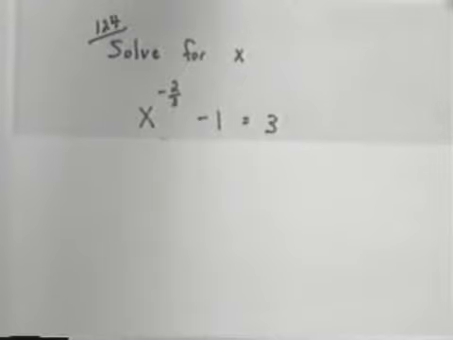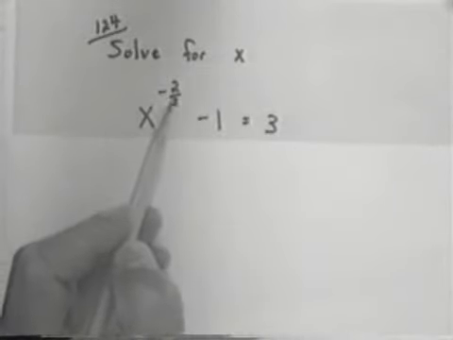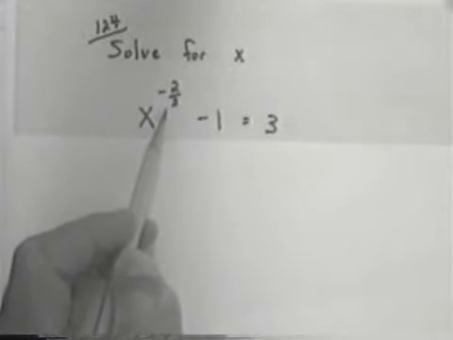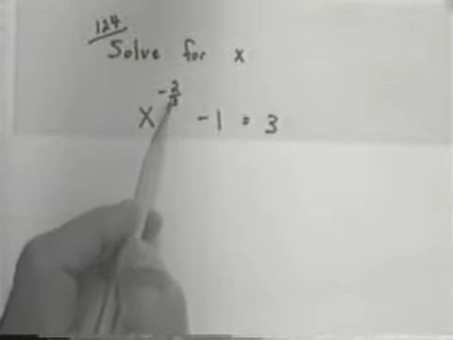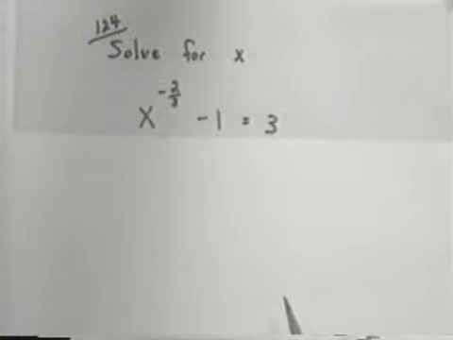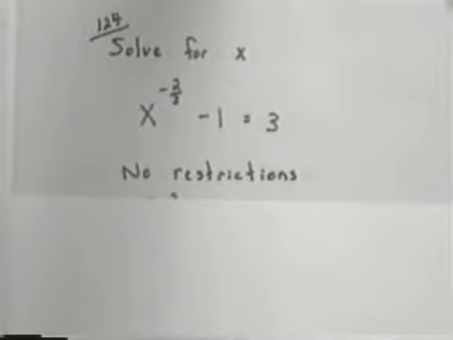Let's solve another one for x. x to the negative 2/3 minus 1 is equal to 3. Now this is a radical equation because remember that fractional exponents can be converted to radical form. So we do have a radical equation. Since the denominator of my fractional exponent tells me the index, I know that I have the cube root. Since I have the cube root, I have an odd index. Odd indices produce no restrictions. So there will be no restrictions.